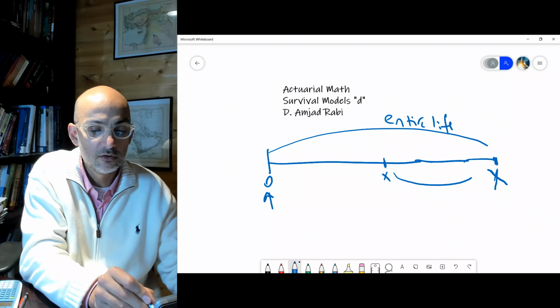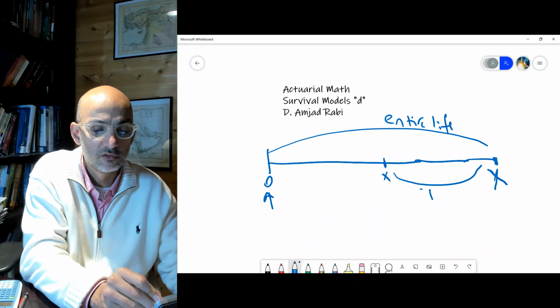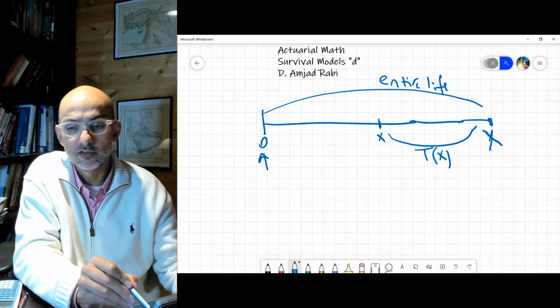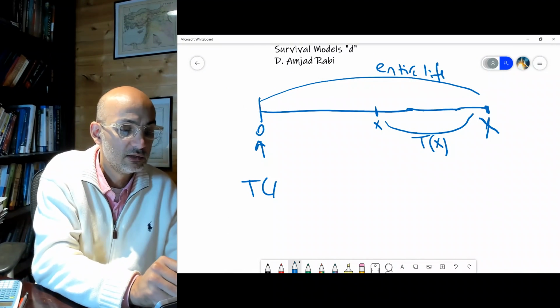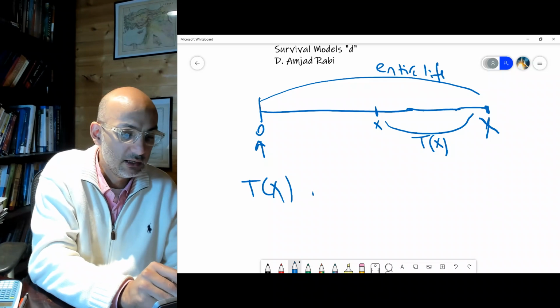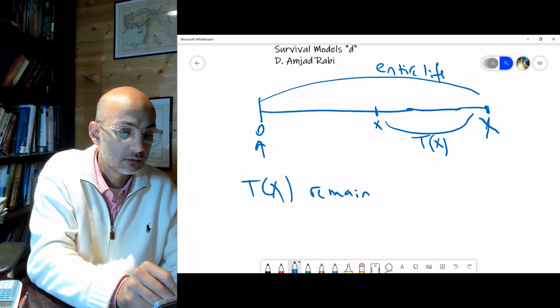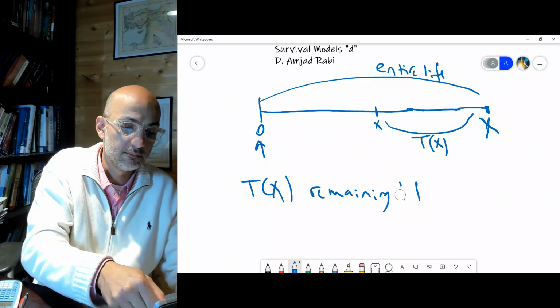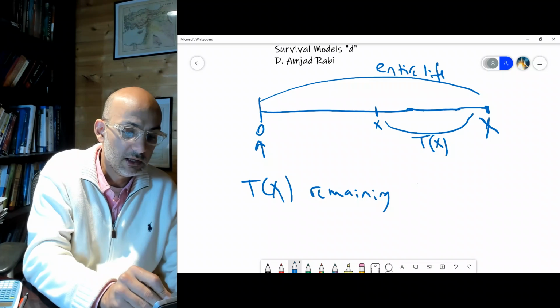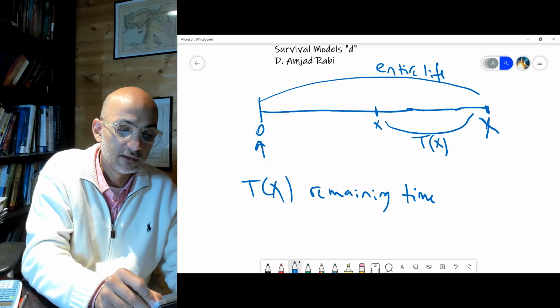Now we're going to look at the remaining life, and we're going to use the notation T_x. So T_x is the random variable for the remaining lifetime. If we define T_x as the remaining lifetime, or remaining time, let's say, remaining time for what? Until death.